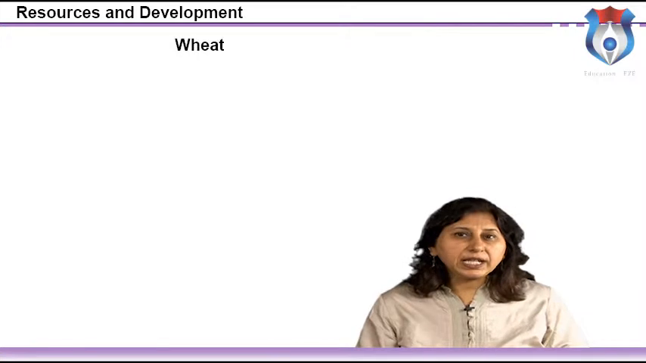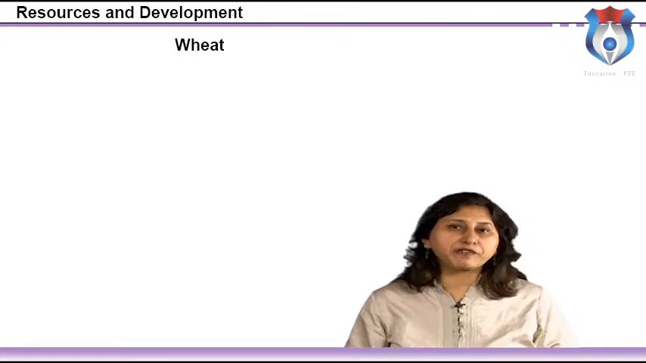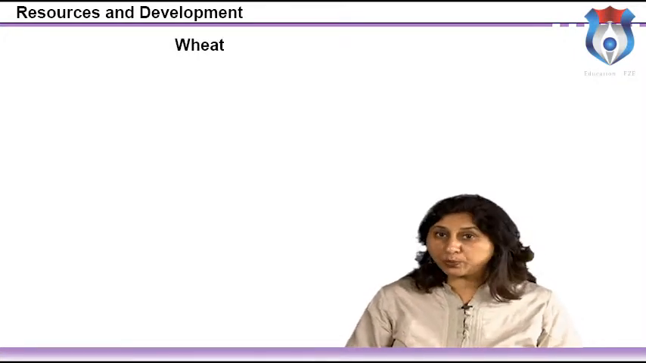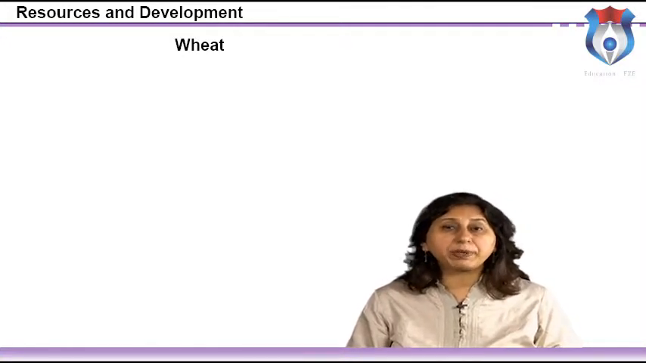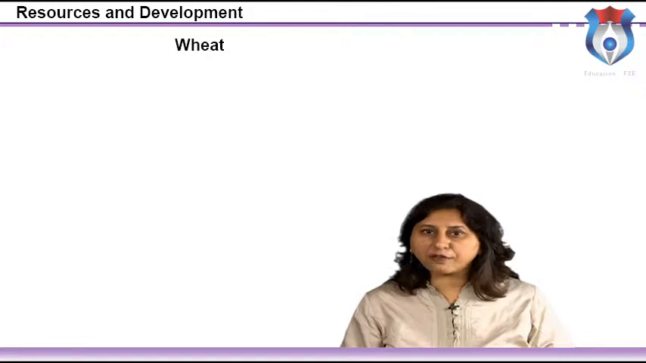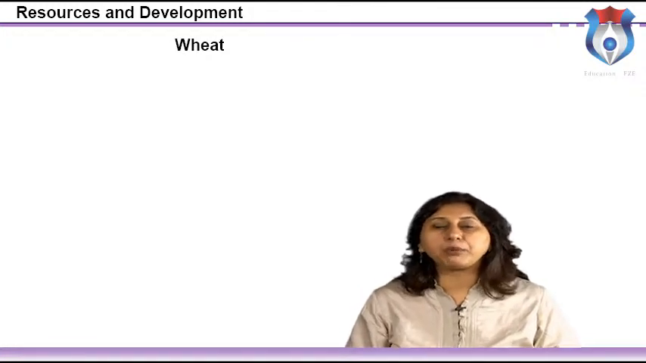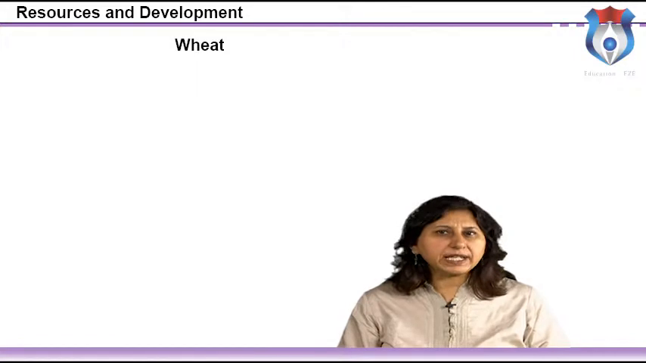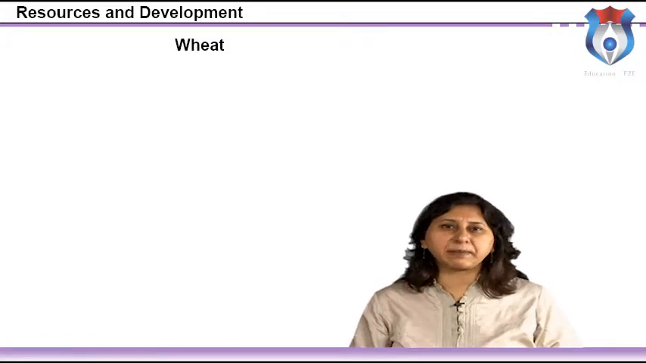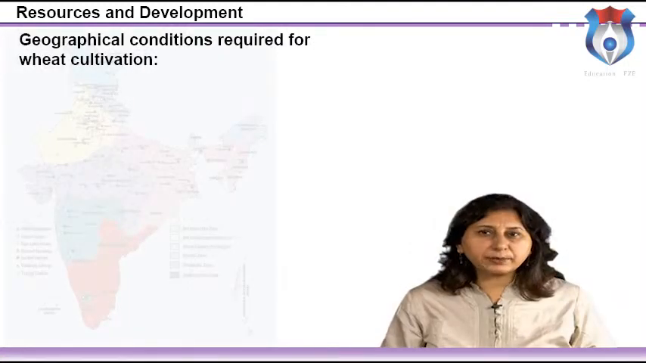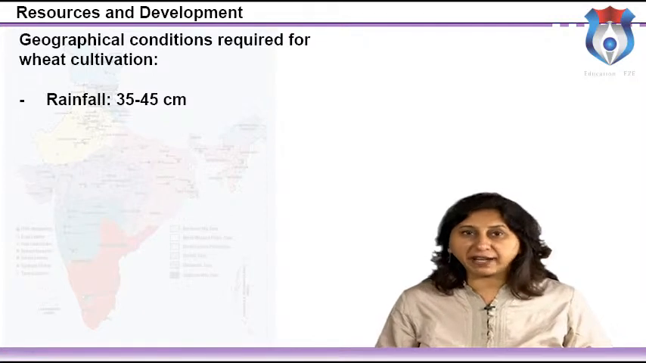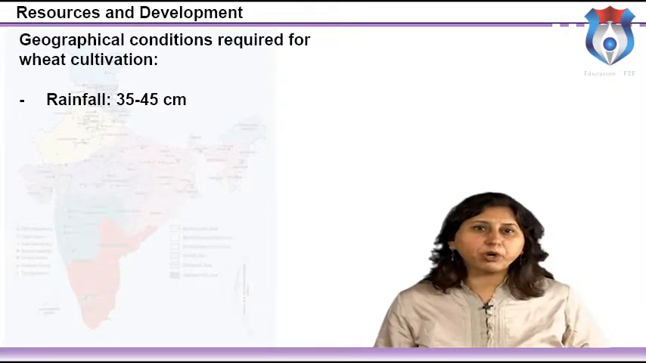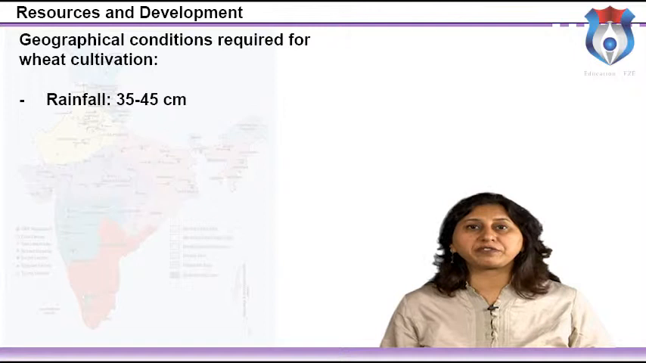Wheat. Wheat is the principal bread cereal of temperate regions. It is the most valuable of all the cereals. Its high gluten content, superior quality grain, and ease of storage make wheat an important foodstuff. Wheat can be grown in a wider range of climatic and soil conditions than any other crop. Wheat cultivation requires a moderate rainfall of about 35 to 45 centimeters. An excess of moisture is harmful for the growth of the crop.